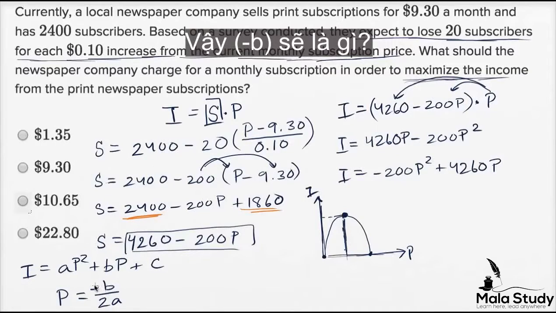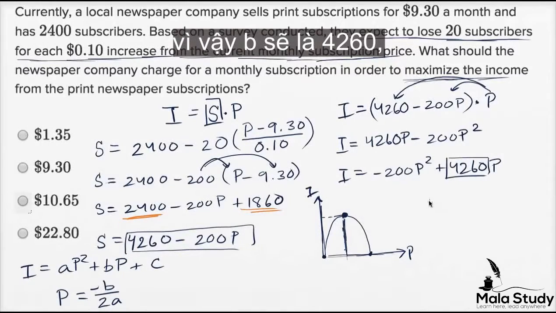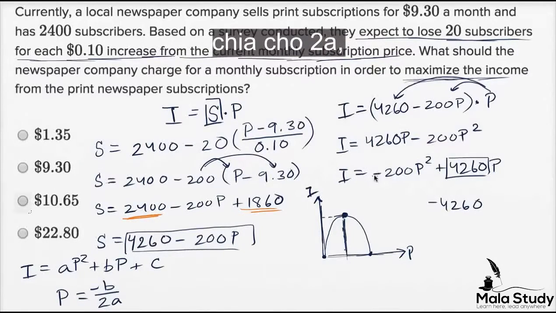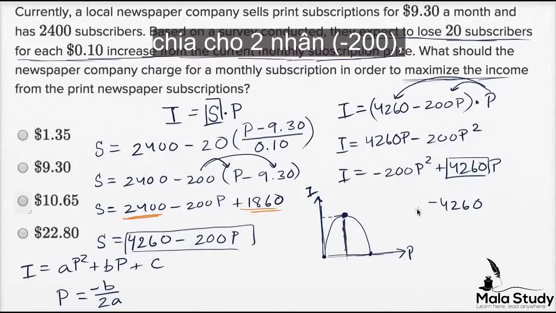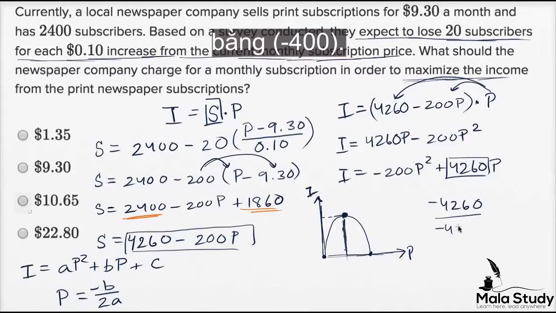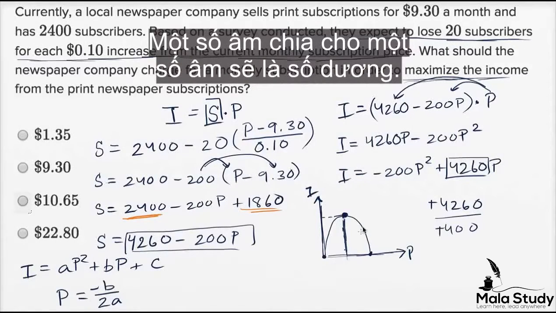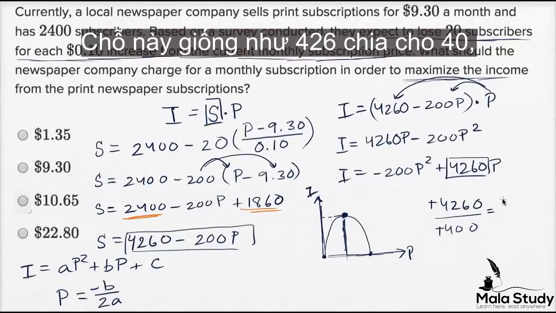So what's negative b? B is this right over here. So negative b is 4260. It's going to be over 2a, over 2 times negative 200. So that's going to be negative 400. And so what is that going to be? A negative divided by negative is a positive. This is going to be the same thing as 426 divided by 40.